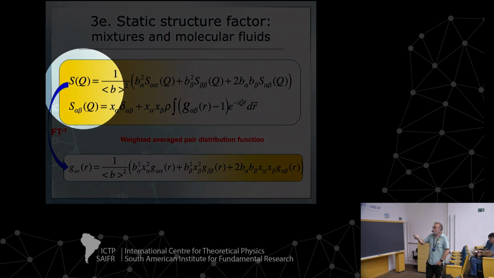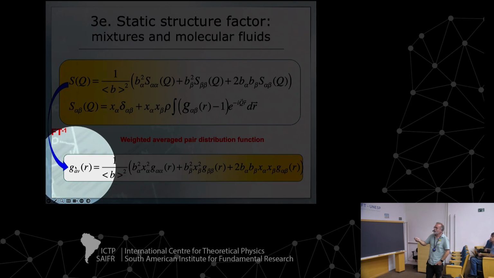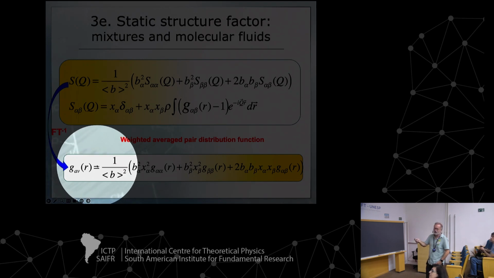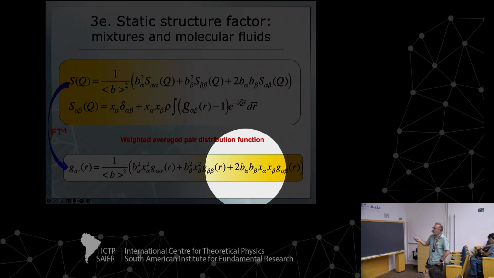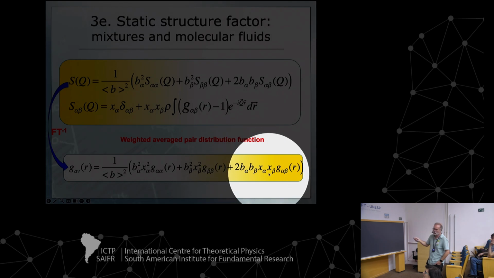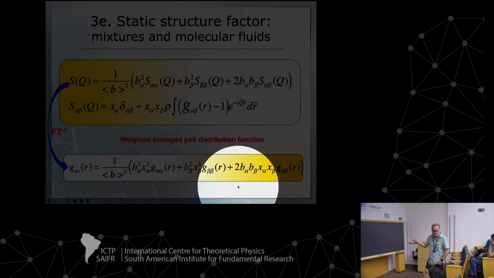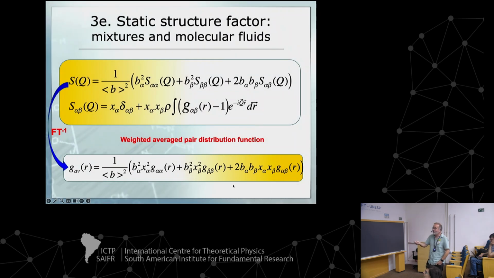If you do the Fourier inversion of this, you end up with what is called the average pair distribution function, the weighted average. And why is it weighted? Because you have the partial pair distribution functions, that is, species pair distribution functions, the cross terms, but they are weighted by their concentrations and by their scattering lengths. So this is what you get from a diffraction experiment.